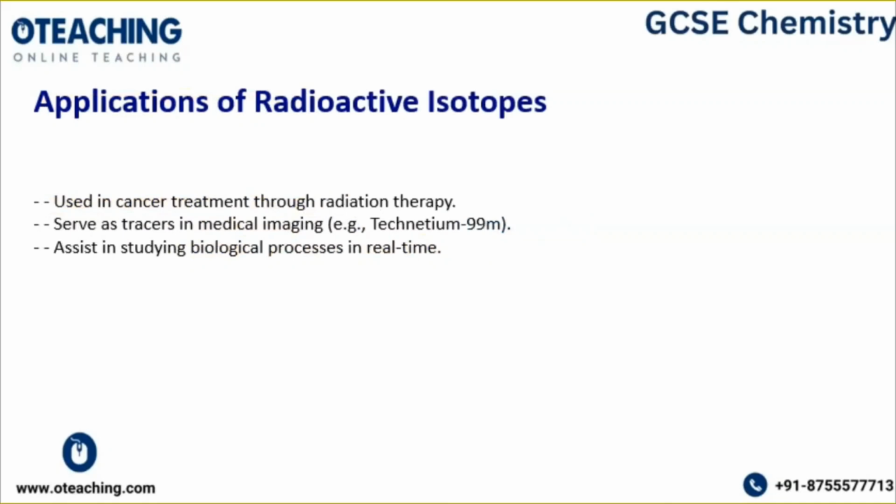Now, what are the applications of radioactive isotopes? They are used in cancer treatment. We know that during the treatment of cancer, we use different radiation therapy. So, the first application includes cancer treatment. Second, they serve as tracers in medical imaging. Third, they assist in studying biological processes in real time. In real time, we can study different biological processes using radioactive isotopes.